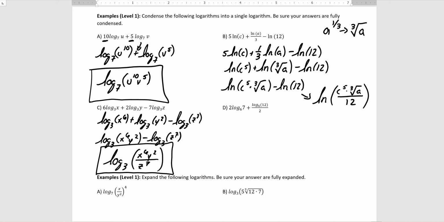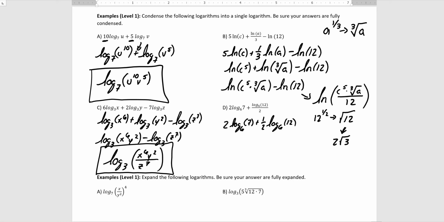Looking at letter D, let's see what we have here. All right, I see a fraction, so I'm going to go ahead and rewrite that. So I'm going to have 2 log base 6 of 7 plus 1/2 log base 6 of 12. Okay, so something to the 1/2. This is going to become 12 to the 1/2, which is going to become the square root of 12. Now, the square root of 12 I can simplify. That's going to become 2 root 3.